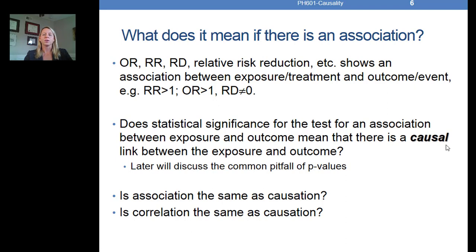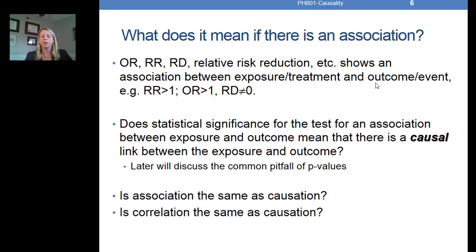So what does it mean that there is an association? Well, as we've done up until now, we've collected data or analyzed data and looked at various measures of association. We've looked at the odds ratios, the relative risks, the risk difference, etc. And these merely provide us with a measure of association between exposure and outcome, right? If we get a finding of an increased relative risk or odds ratio, above 1, then we make some assessment or conclusion that there may be an association between risk factor and outcome.